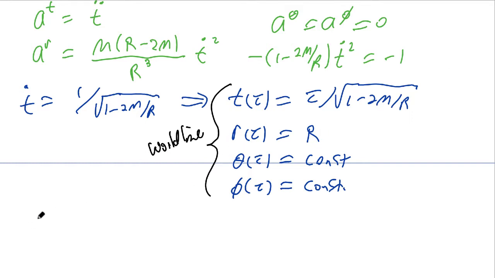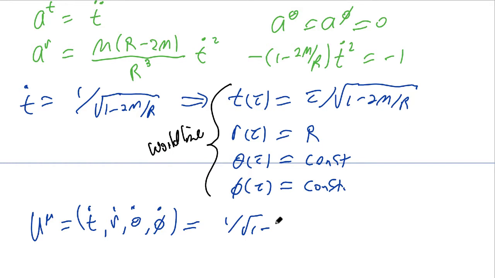And from this we can, of course, compute the four-velocity. U^μ has components t dot, r dot, theta dot, phi dot. So that's 1 over the square root of 1 minus 2m over R as the first component, and the other components are all zeros. So there's the properly normalized four-velocity.